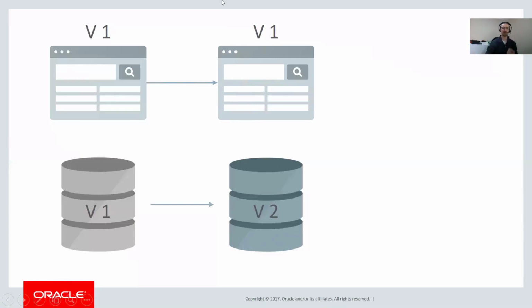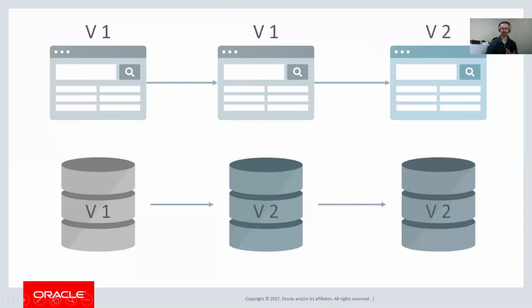But you'll have some period where you're in a situation like this, where you've got the new version of the schema, but the old version of the application. Then when you're happy that's worked, you can roll out the new version of the application to use the new version of the schema. So we've decoupled these releases, handled them as completely separate events.